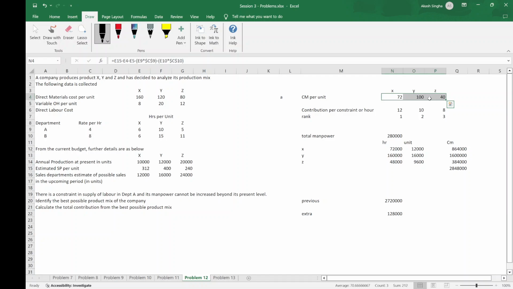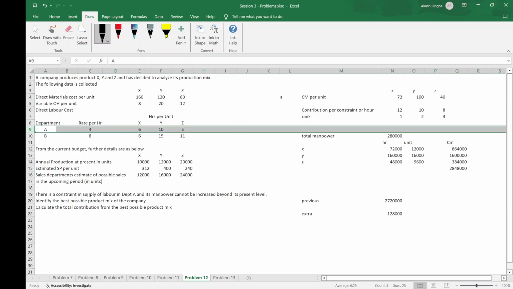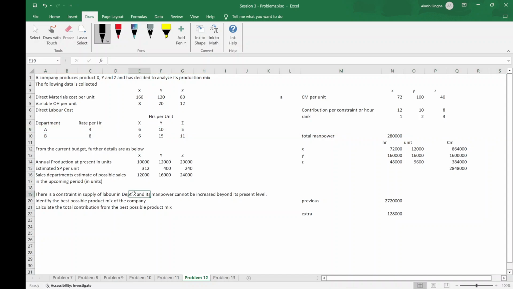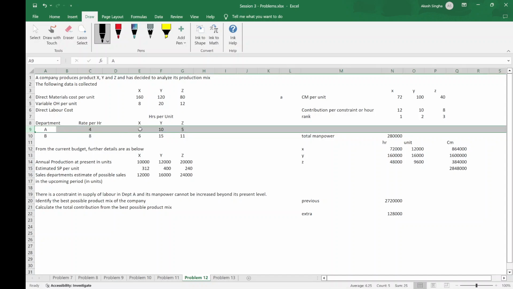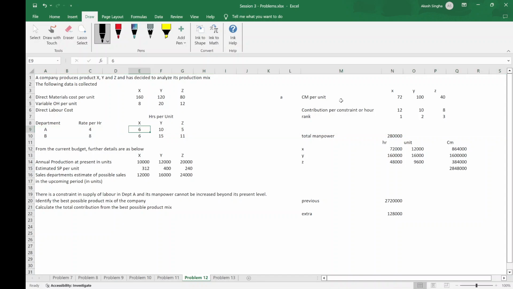After calculating it, we have to check how much time it is taking for department A, as it is given that there is a constraint in supply of labor in department A. So for department A, 6 hours is needed by X. For contribution, Y is better. If nothing was given, Y should have been maxed out, like 16,000 of Y should have been produced, right? But as A has a constraint in manpower, we'll check how much it makes per hour.